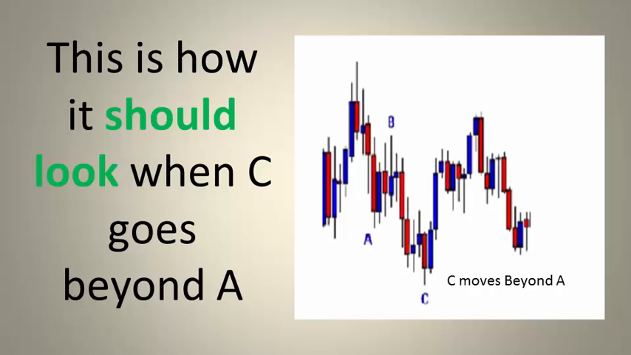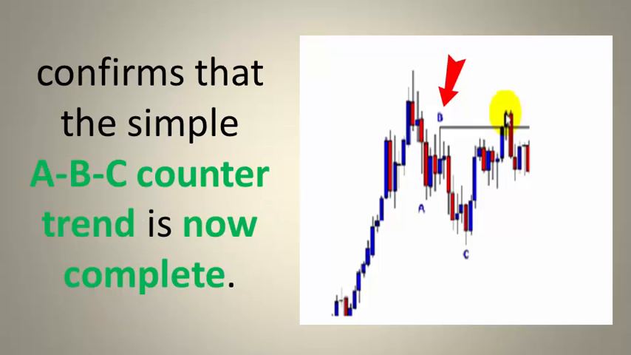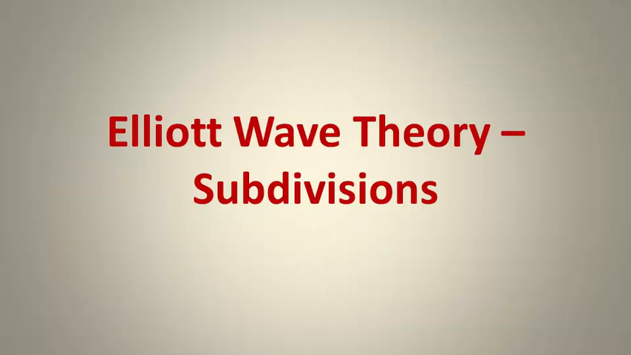This is how it should look when C goes beyond A. Rule number 4. Any price action beyond the extreme of wave B confirms that the simple ABC countertrend is now complete. Let's look at Elliott Wave Theory and subdivisions.